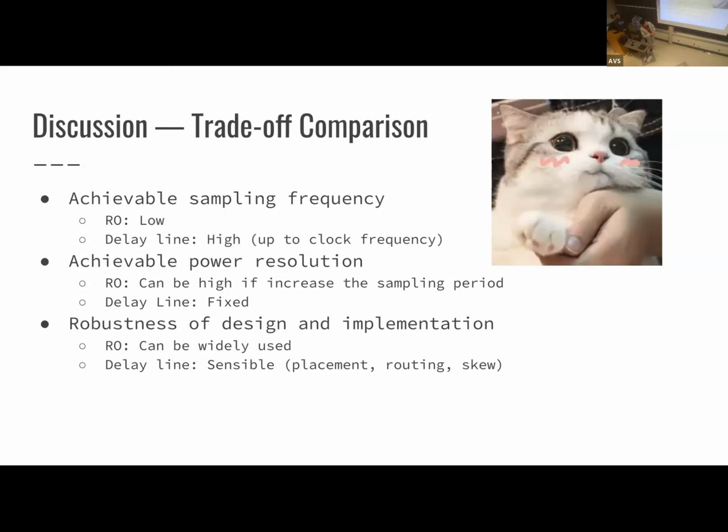And here are some trade-off comparisons. We can see from the three aspects, such as the sampling frequency, the power resolution, and the robustness. And we can see that the delay line is more sensitive to some very detailed process, because we have to make sure that the delay of each element is equal, but it depends on the placement and the routing.